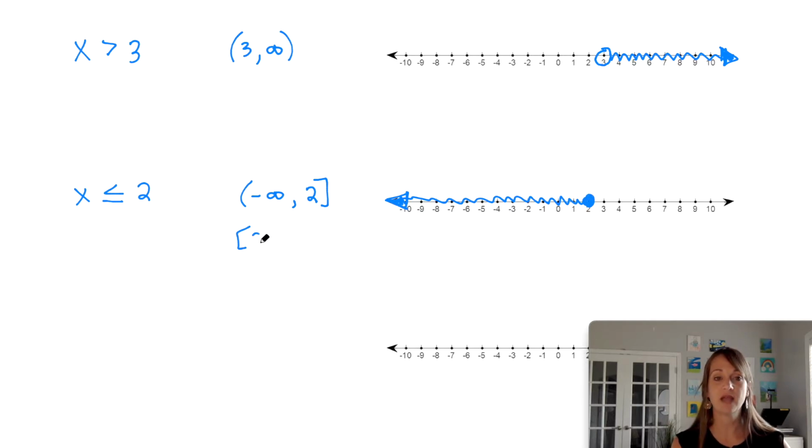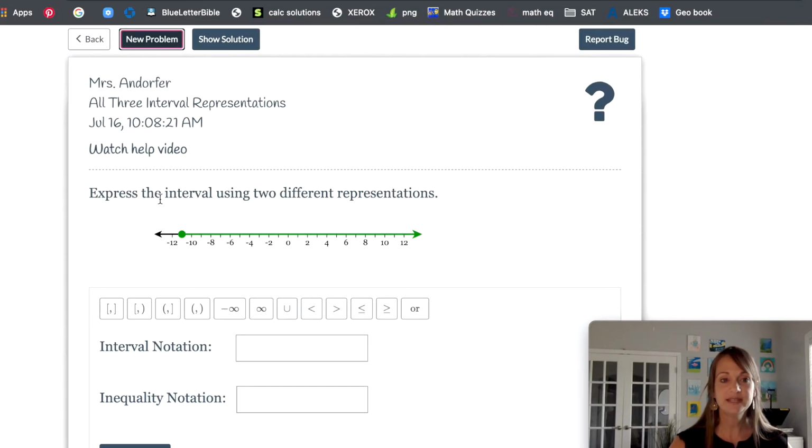You would not write this. This is not correct. You read from left to right. Numbers need to go in increasing order. So that's why you would start with all the negative numbers and it reaches up to 2 and then it stops. So let's do an example.